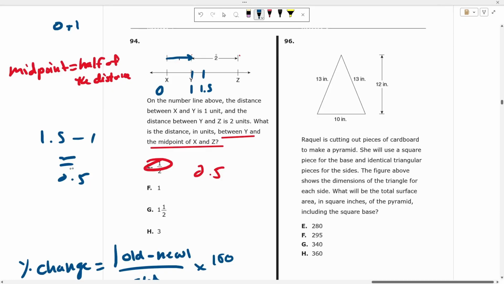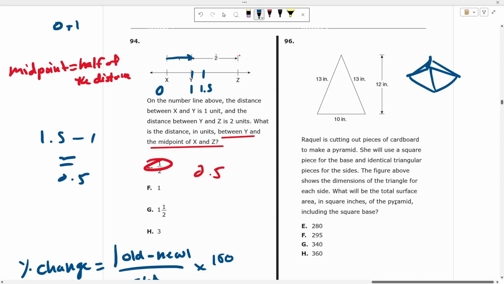Number 96 says that Raquel is cutting out a piece of cardboard to make a pyramid. She will use a square piece for the base and identical triangular pieces for the sides. The figure above shows the dimensions of the triangle for each side. What will be the total surface area in square units of the pyramid, including the square base? So this is what it's going to look like. We have a square base at the bottom, and then each one of the sides is going to be a triangle, okay? And there are going to be 4 sides.